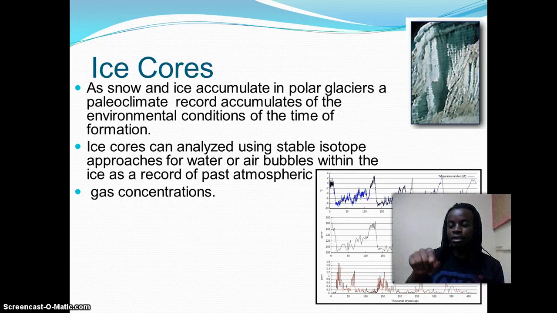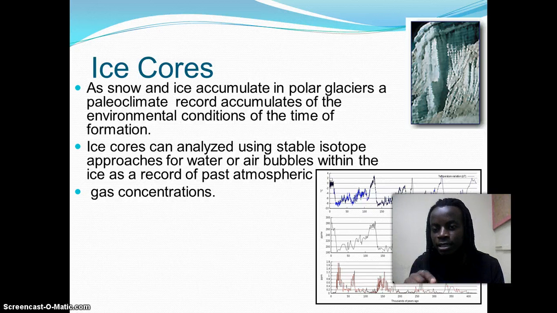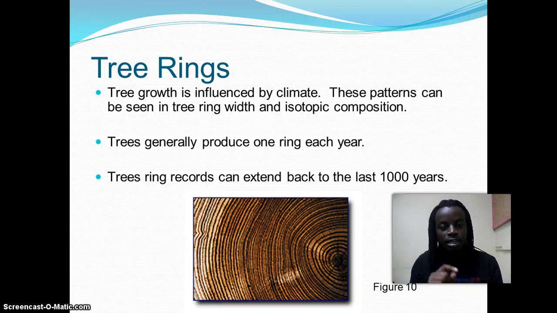But when the temperature is very low, and then you find that the ice core edges are increasing, well, this is highly expected. When the levels of heat increase, the ice core edges will decrease, because these work hand in hand, and they work like the graphs. The temperature rings, the tree growth influenced by climate. These patterns can be seen in tree ring width and isotopic composition.